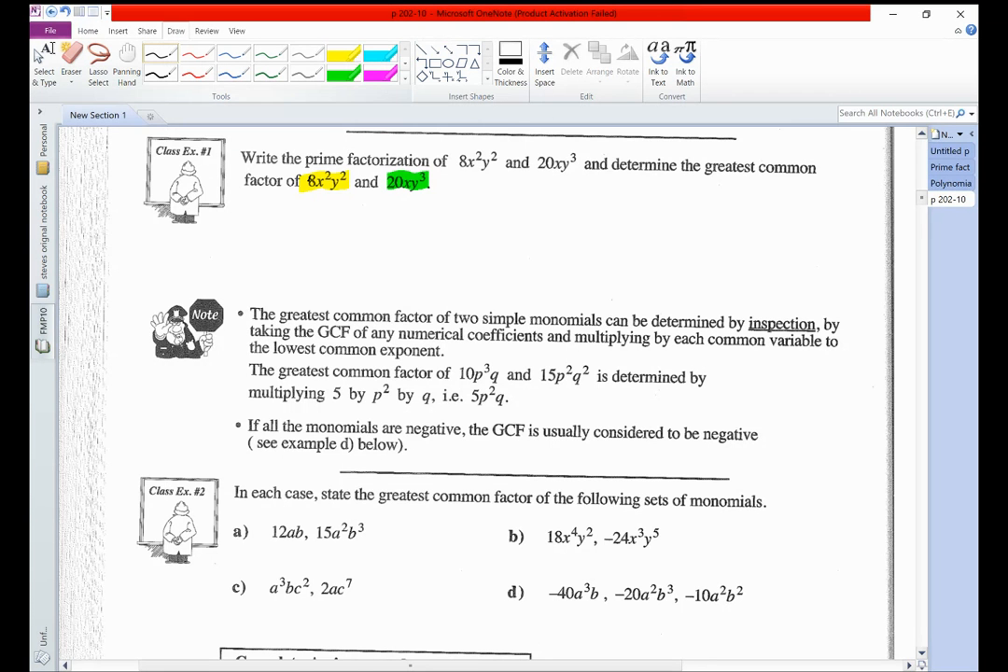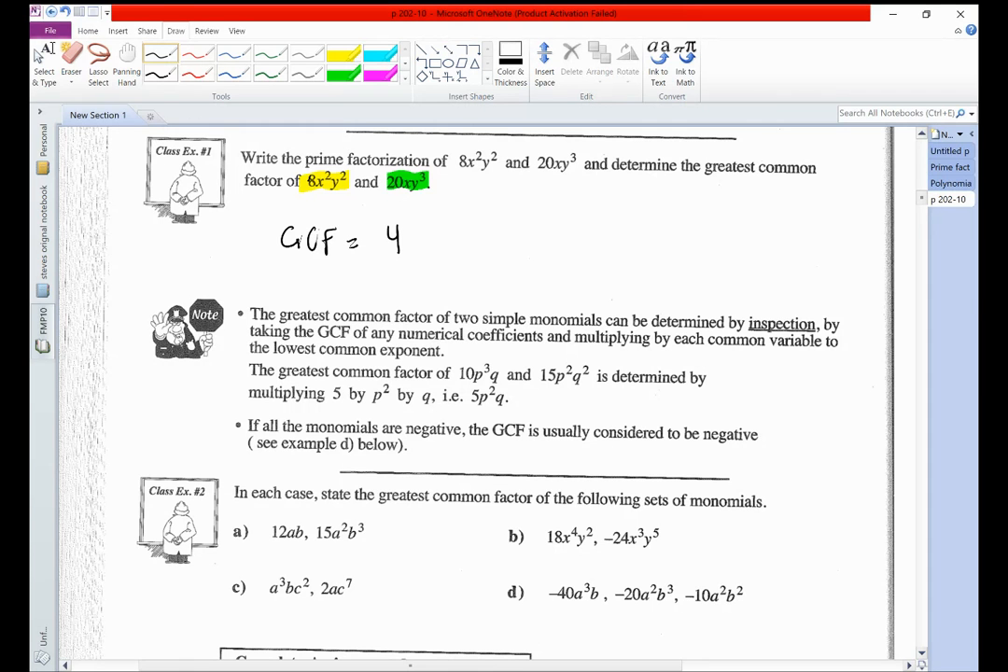So the first question, if you want to find the GCF, is what's the biggest number you can divide out of 8 and out of 20? Think about that for a second. What's the biggest number you can divide out of both of those? The biggest number you can divide out is 4. 8 divided by 4 is 2, and 20 divided by 4 is 5.